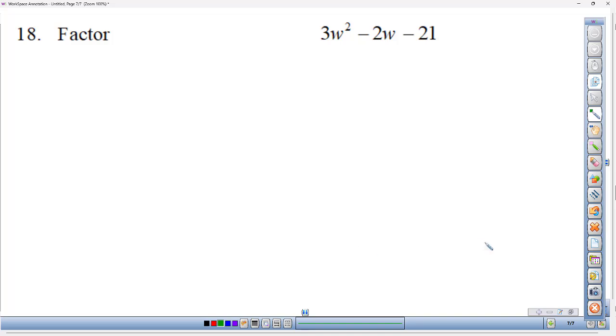Number 18 asks us, instead of multiplying, to factor, which means to go backwards, and instead we're starting with the answer, and we're going to make the multiplication problem. All right, so let's start building a multiplication problem. And a little bit of bad news for us. This one has a leading coefficient. So can you think of some things that we could put here and here that would multiply to 3w squared? Well, wouldn't that be 3w times 1w? It's kind of the only way to get 3.